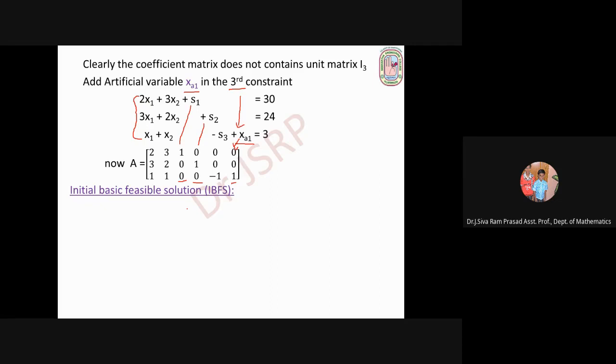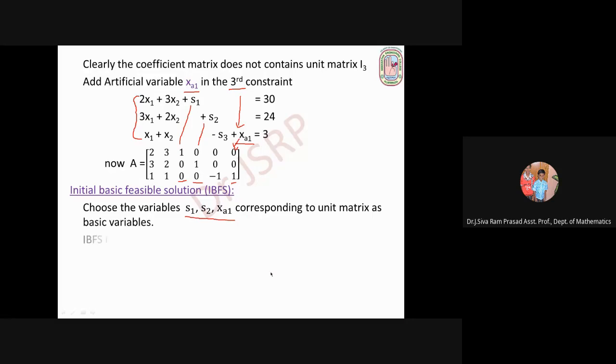Initial basic feasible solution: choose the variables S1, S2, XA1 corresponding to the unit matrix as basic variables. You have to take the basic variables in the unit matrix order. First write the variable corresponding to 1, 0, 0, that is S1. Then the variable corresponding to 0, 1, 0, that is S2. Then the variable corresponding to 0, 0, 1, that is XA1.